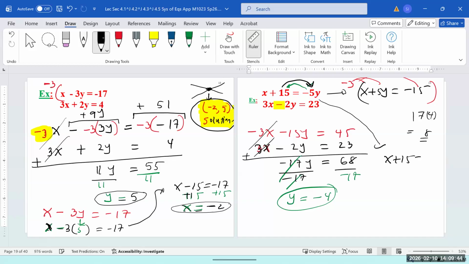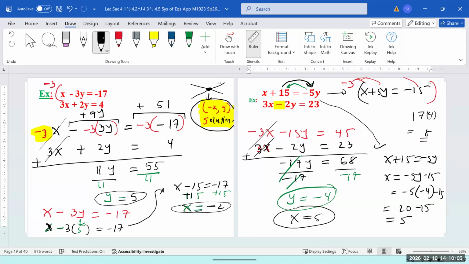So x plus 5y is negative 15. So x equals negative 5y minus 15, which is negative 5 times negative 4 minus 15, which is 20 minus 15, which is 5. So x is 5. So you write the solution: x is 5, y is negative 4.